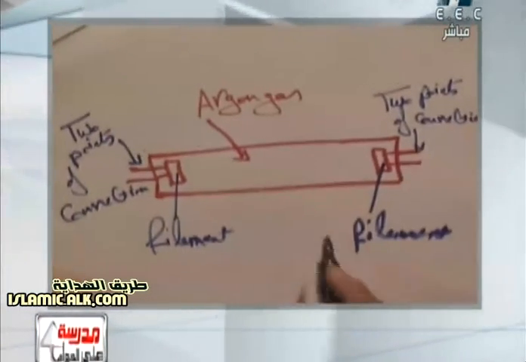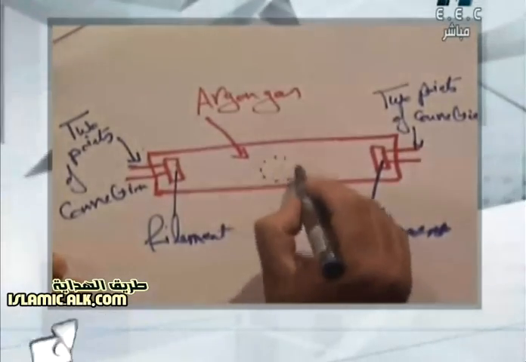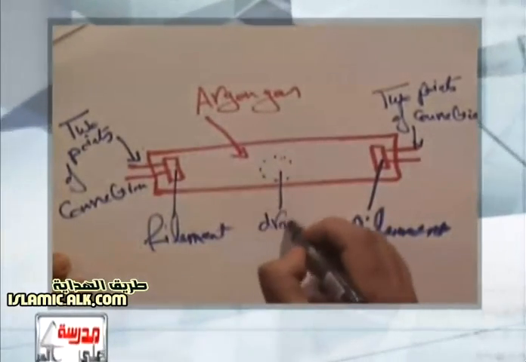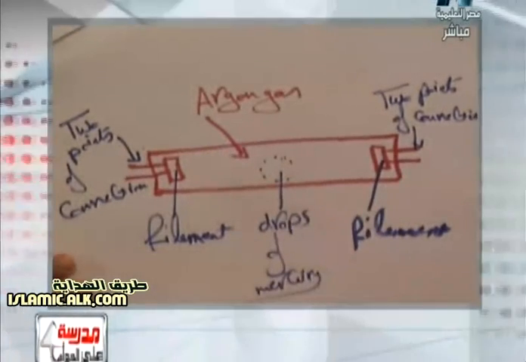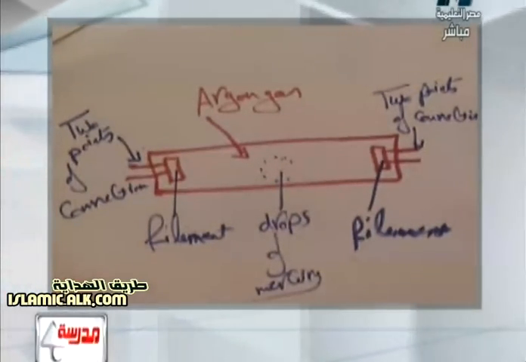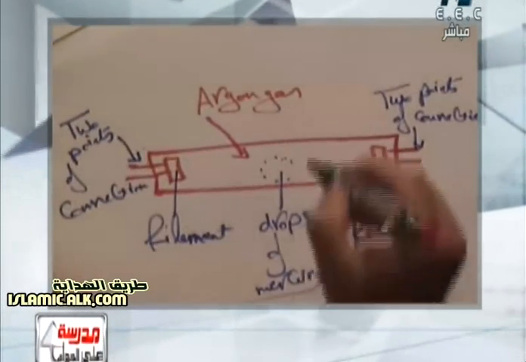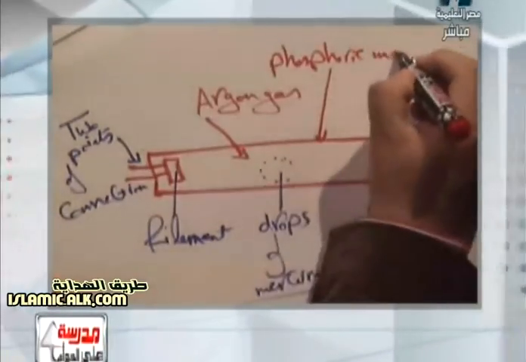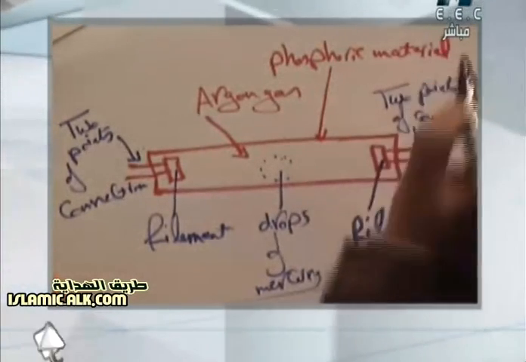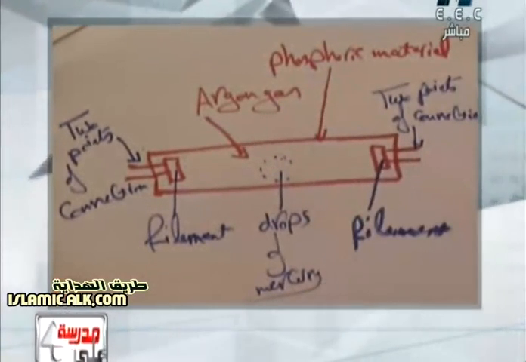And also there are drops of mercury, and also there is a phosphoric material which covers the inner surface of the lamp. There is a phosphoric material to increase the light intensity. So that's the structure of the fluorescent lamp.